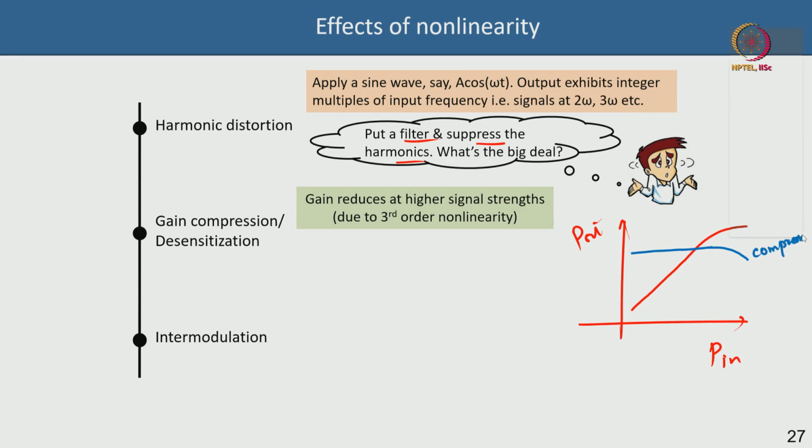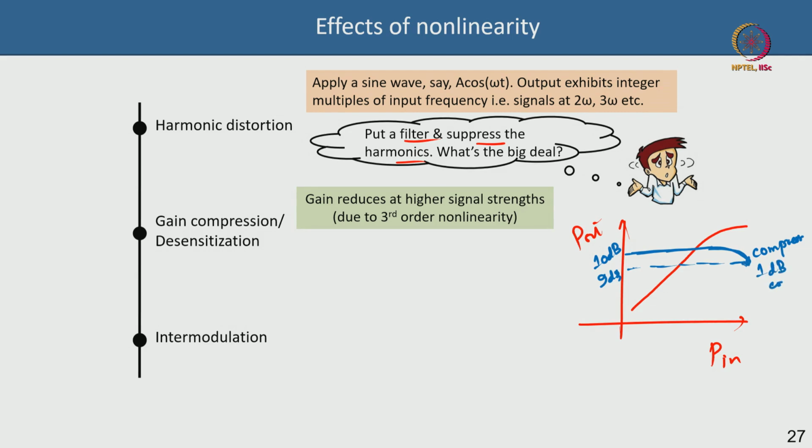The gain is reducing because you are losing power to the third harmonic, for instance, of the original fundamental frequency. That is why you are introducing significant nonlinearity there, and you are going to compress. So suppose this gain was 10 dB. The point where the gain has come down by 1 dB, which is 9 dB, is called the 1 dB compression point.